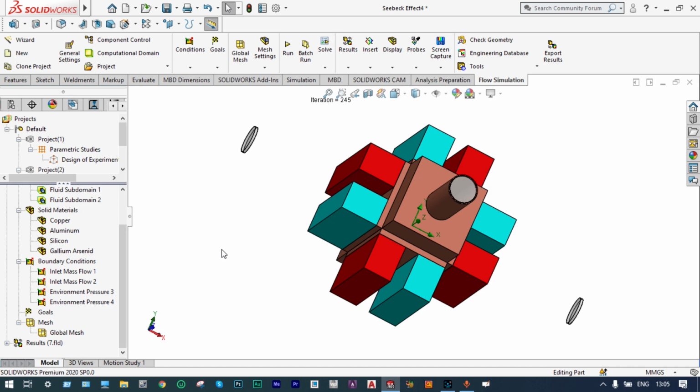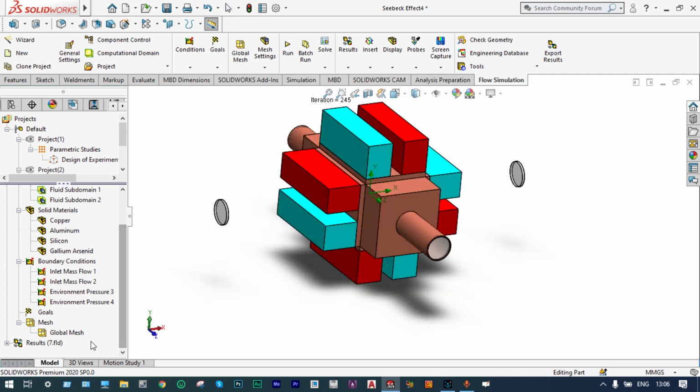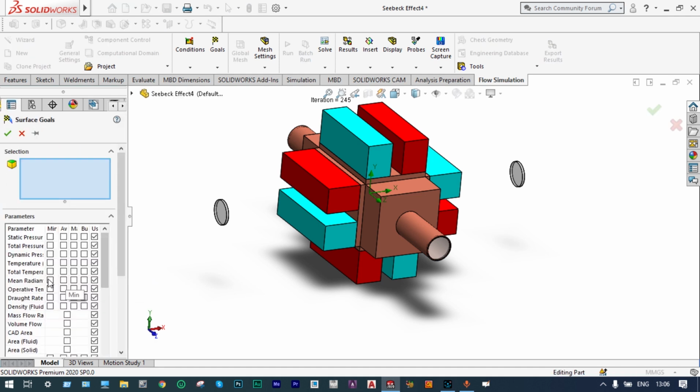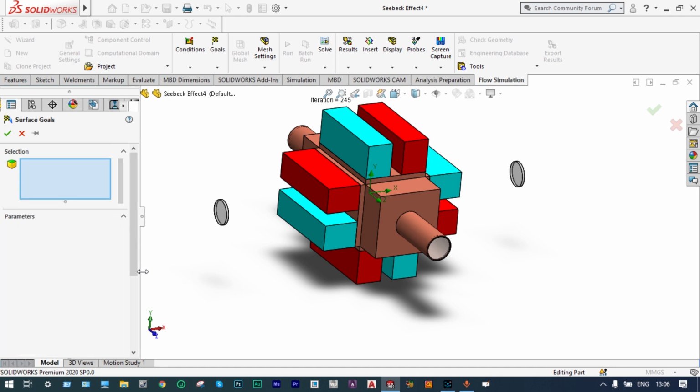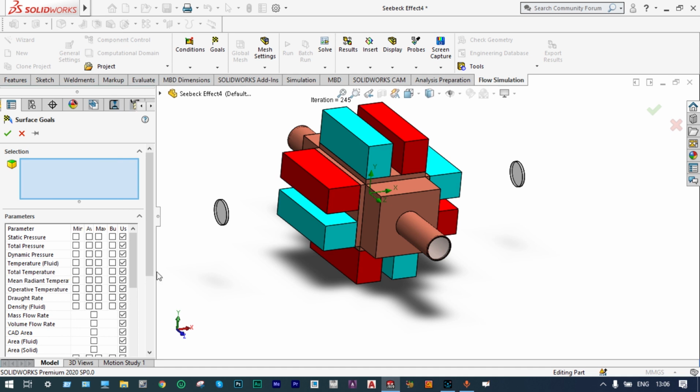Next to that, you have to provide some goals. Definitely the goals will be in the form of surface goals. So insert goals. You want to have surface goals at the 2 exit locations of hot flue gas and cold nitrogen liquid also. You want to have temperature of fluid at the exit locations. So it will be average temperature of fluid at the exit locations.